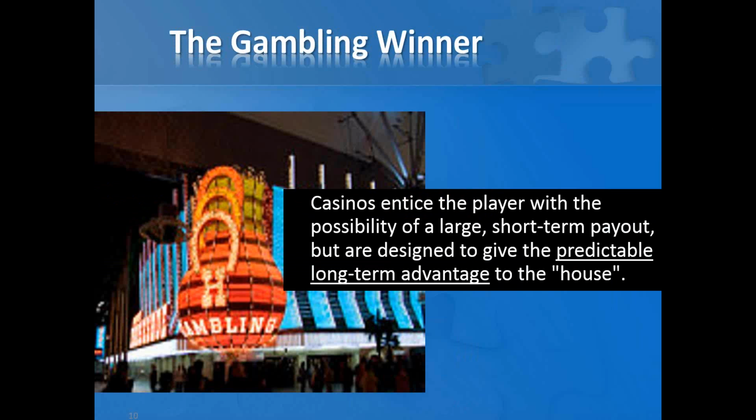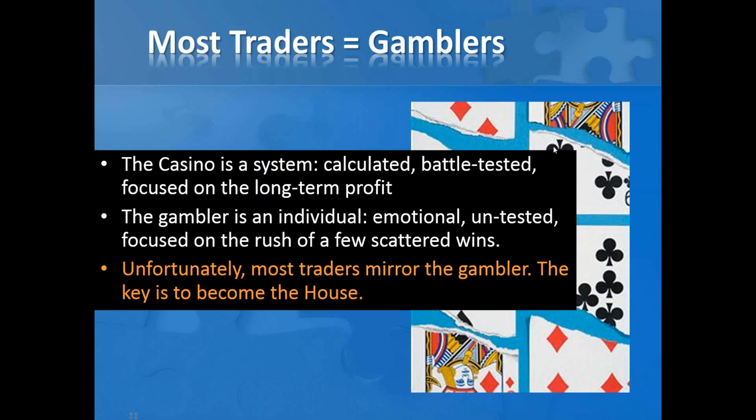So casinos have a tremendous amount of integrity, a $100 billion a year industry in the United States. That's something for you to consider. That's something I consider every single day, and that's why I'm committed to integrity in my own trading. Casinos entice the player with the possibility of a large short-term payout, but are designed to give a predictable long-term advantage to the house. The reality is that the casino system is calculated, battle-tested, and focused on long-term profit. The gambler is an individual, emotional, untested, and focused on the rush of a few scattered wins. Unfortunately, most traders mirror the gambler, and our key is to become the house.